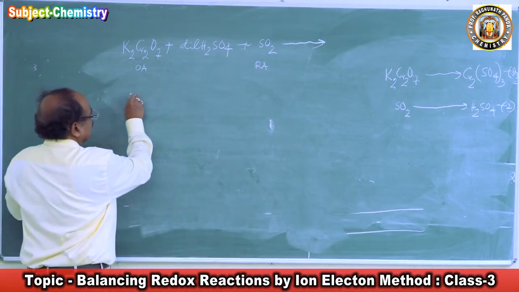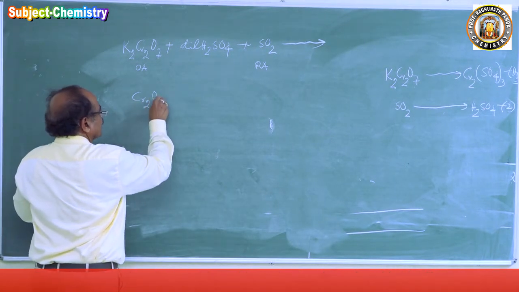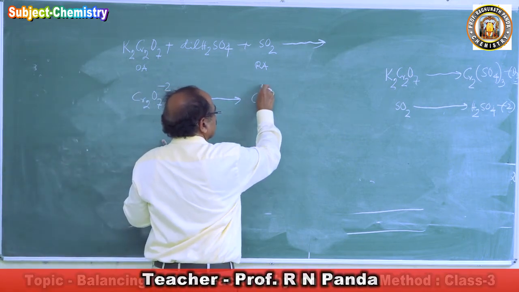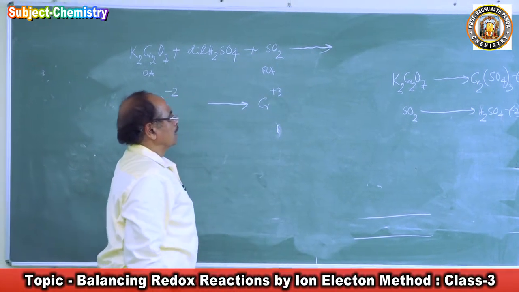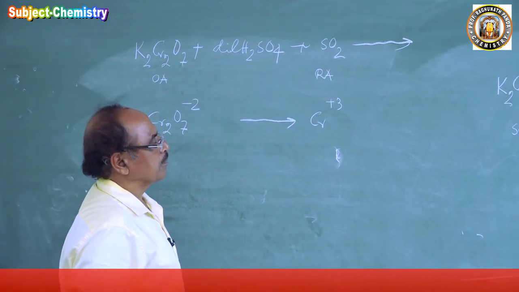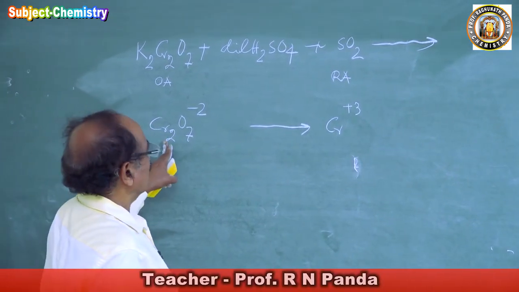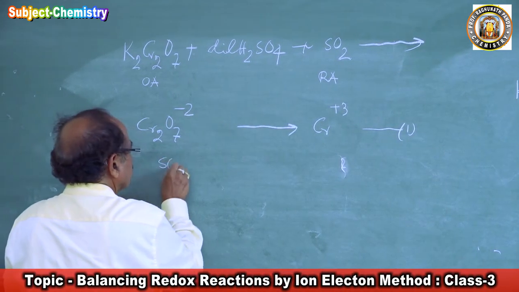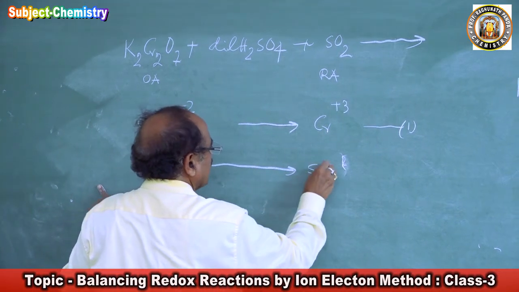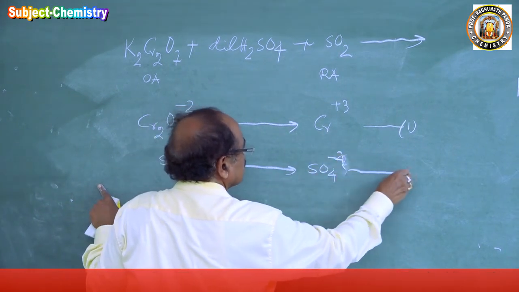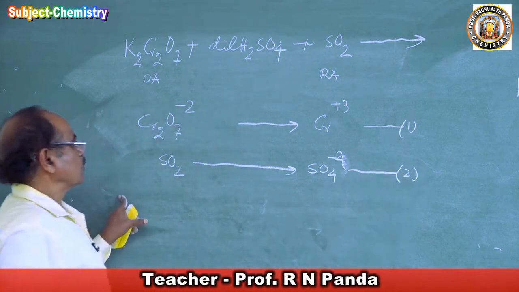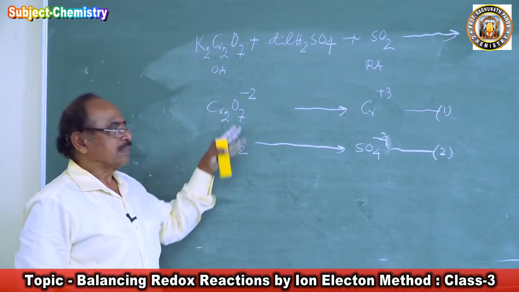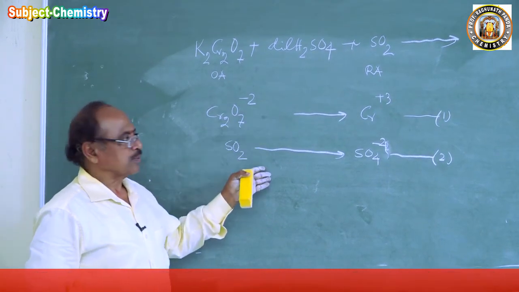So potassium dichromate is the dichromate ion, Cr2O7 minus 2, forming Cr plus 3. This is the equation for potassium dichromate, and the sulfur dioxide is becoming sulfate. We'll balance these by the ion electron method. Then these electrons we will cancel out.